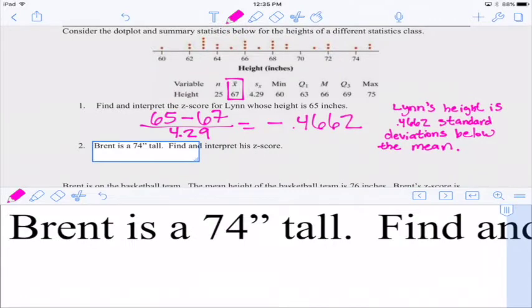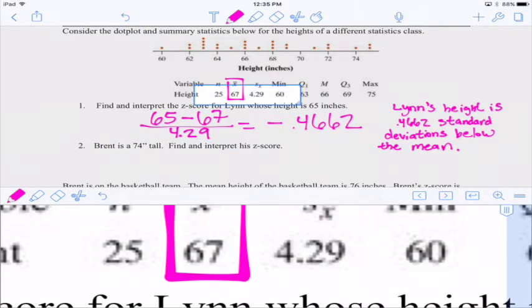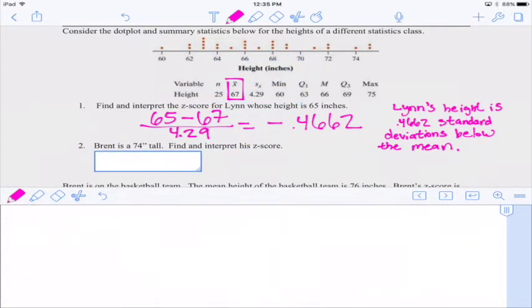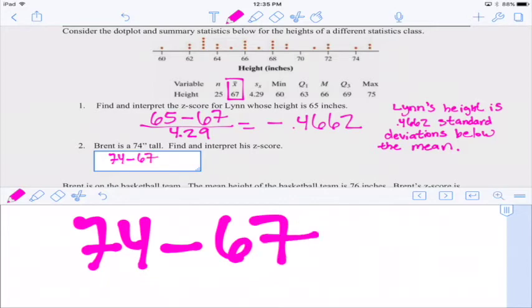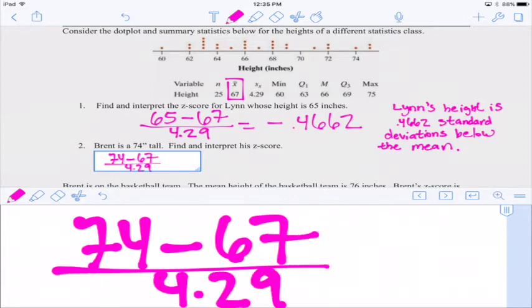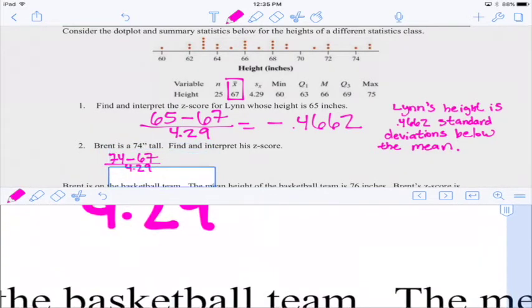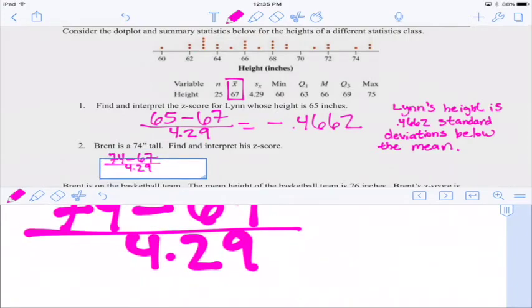Brent is 74 inches tall. Find and interpret his z-score. So we're going to find it the same way. You know it's going to be positive because it's way higher than the mean. So we're still subtracting the same mean and dividing by the same standard deviation. Nothing has changed.